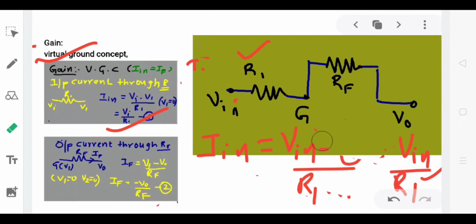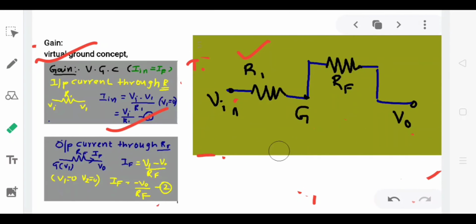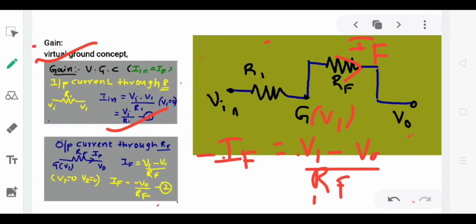Next equation, the current passing through the feedback resistor. The current passing through feedback resistor IF: how to find? IF is equal to, the initial voltage V1, the final voltage V0, by RF. Already you know V1 is equal to 0. V1 equal to 0 means IF is equal to minus V0 by RF. This is equation number 2.